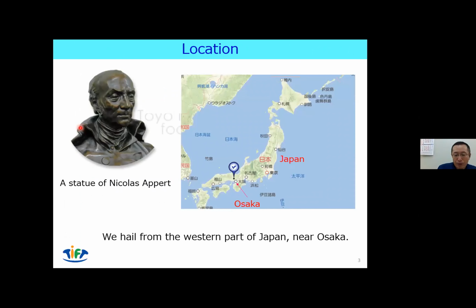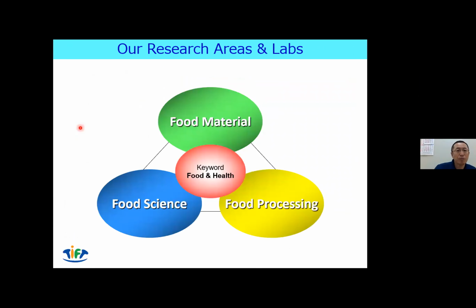We are from the western part of Japan near Osaka, and as you can see, we have a statue of Nicolas Appert there. Our research focus is primarily divided into three parts, namely food material, food processing, and food science.